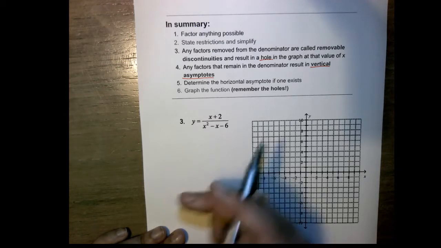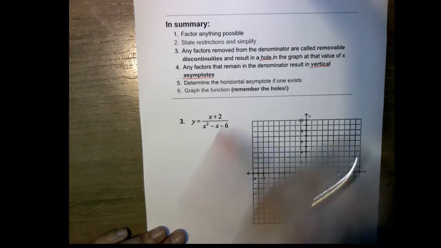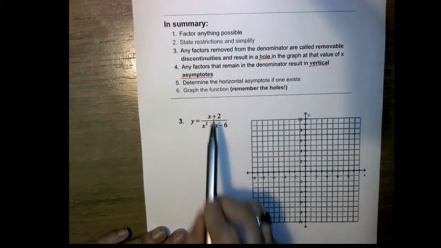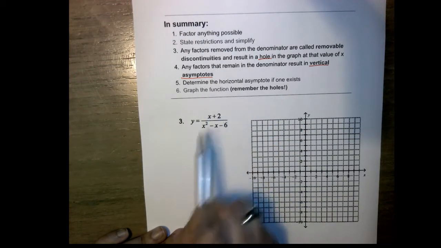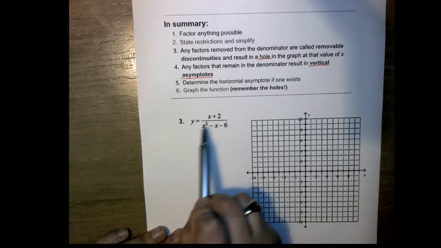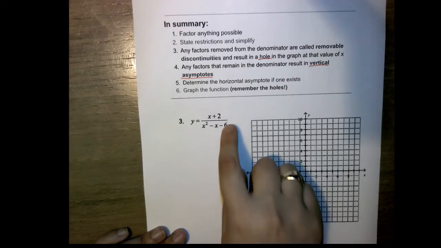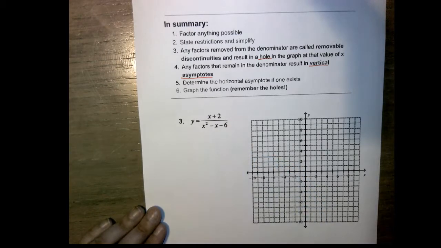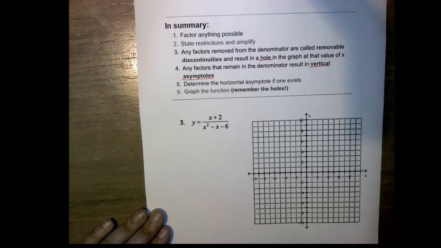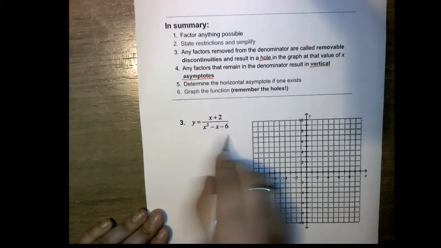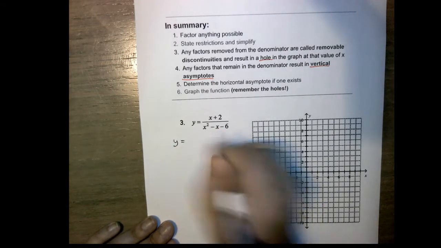All right, so let's do another example. So this one, it looks like we have a linear equation on the top and a quadratic equation on the bottom. So even if we were to cancel something out, it looks like we're going to be left with some sort of x on our bottom, right? So let's factor that quadratic equation on the denominator.